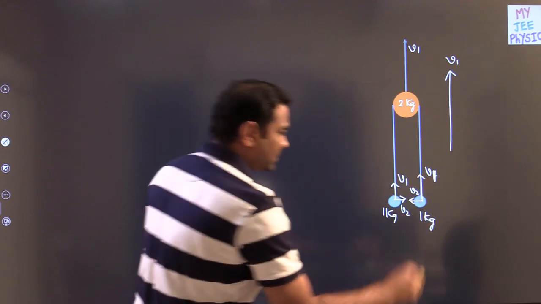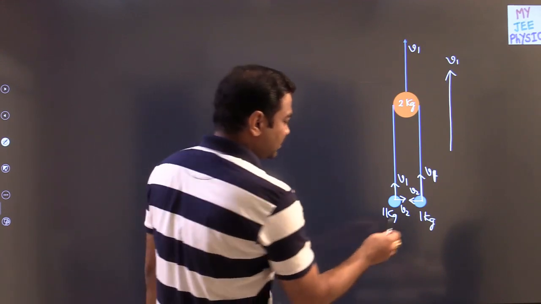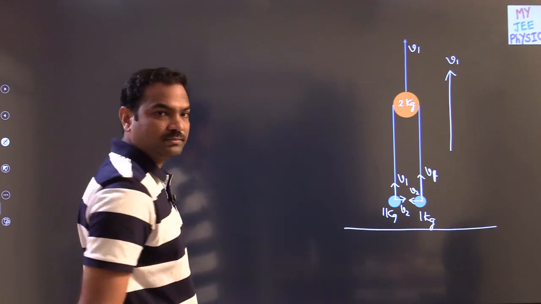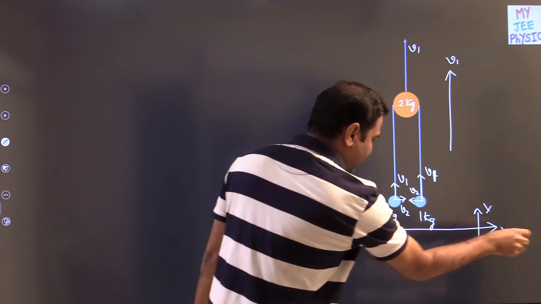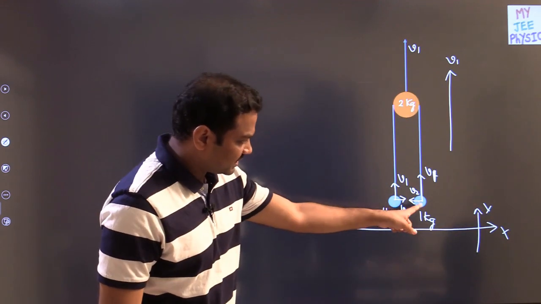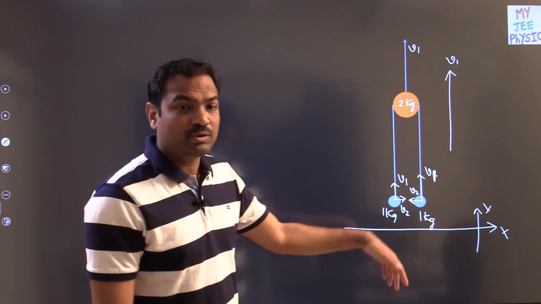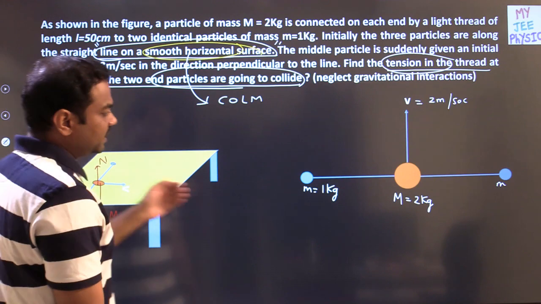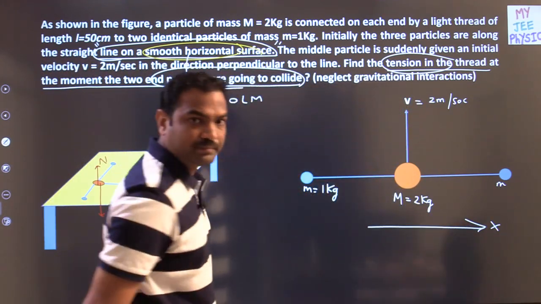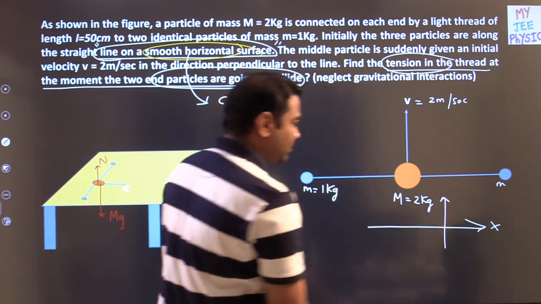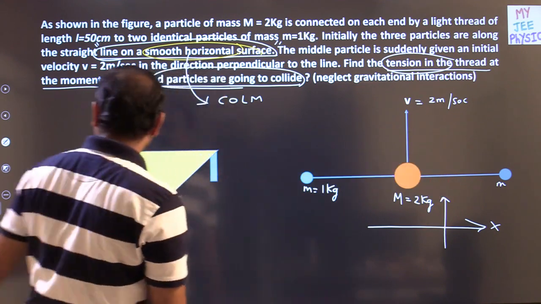Again, as no force is acting, net force is 0, so we can conserve the momentum. This is the x-axis and this is the y-axis I am taking. Along the x-axis, both have the same mass, so both should have the same velocity but opposite to each other so that net momentum goes to 0, because initially the momentum along x was 0. Along the y, initially the momentum is 2 m v.